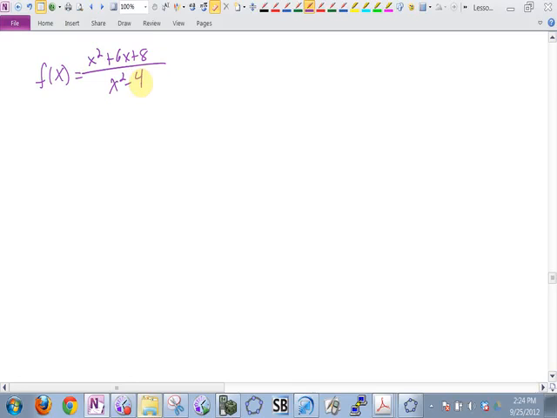But are there any numbers that make both the top and the bottom of this function 0? Which would be what number? Negative 2. Negative 2 makes both the top and the bottom 0. If you plug negative 2 in, that's 4 minus 12 plus 8, that is 0. 4 minus 4, also 0.